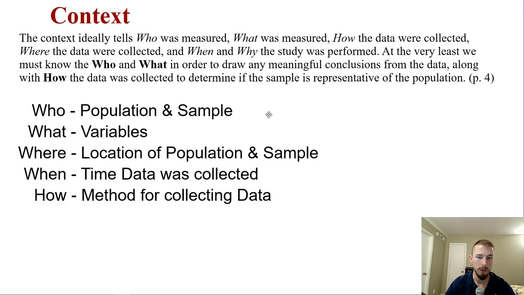The where is the location of the population or the sample. So if we're talking about all U.S. voters, that would be all the U.S. Our sample, if we only talk to Oklahoma voters, then that would be obviously a sample that's only Oklahoma, which would not be representative. You'd have to sample from the whole population, right?